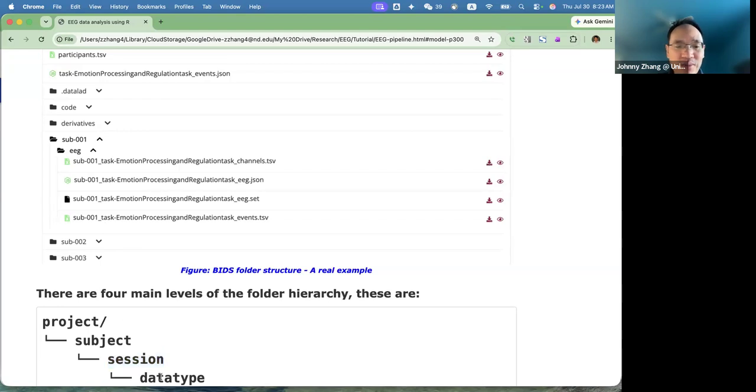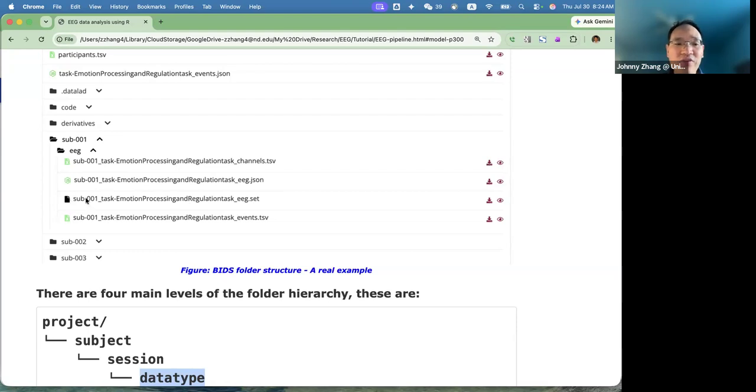And within the sessions, you may have different types of data. For example, you may have EEG data, fMRI data, and here we have EEG data. So we create a folder called EEG, and within the folder we have the actual data files. We know EEG data is often saved as a dataset file. So this is actually the raw EEG signals from the EEG data collection.